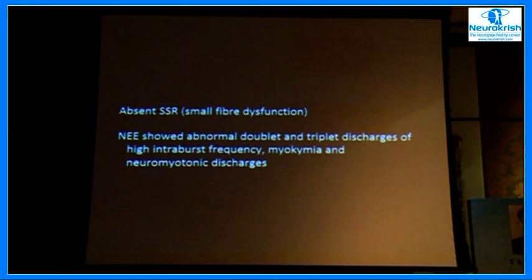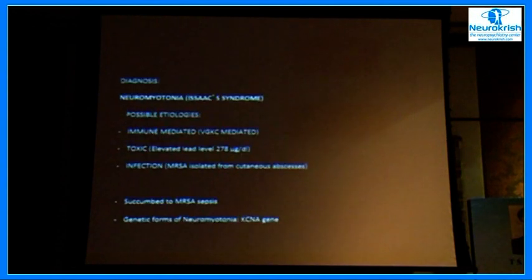So there was absent SSR. The patient had a lot of hyperhidrosis, had small fiber dysfunction, and needle electrode examination showed abnormal doublets and triplets, showing high intraburst frequency and myokymia and neuromyotonic discharges, and this was thought to be Isaac syndrome, immune mediated due to voltage-gated potassium channel antibodies.